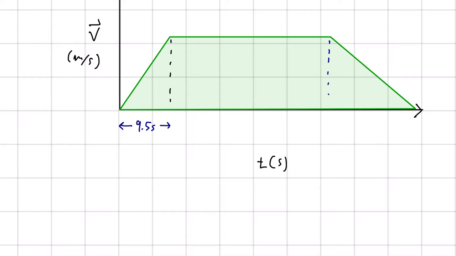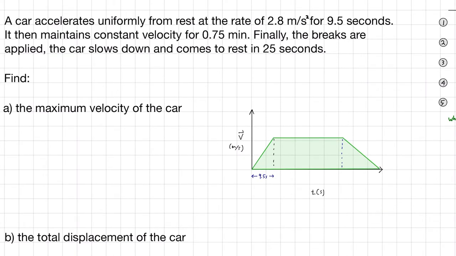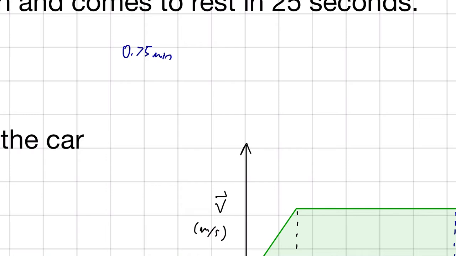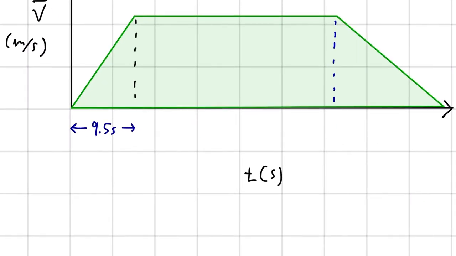And then we also know that the constant velocity occurs for 0.75 minutes, times 60 seconds per minute. If we type that into our calculator, we will see that 0.75 minutes is equivalent to 45 seconds, and that's important just to keep our units consistent throughout the question. So once we have that converted, this period of time is 45 seconds long.